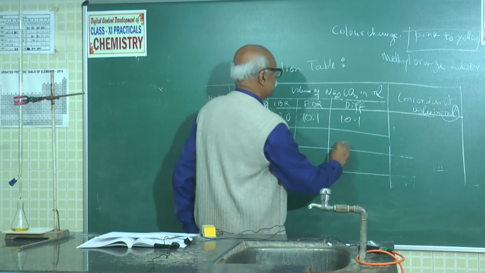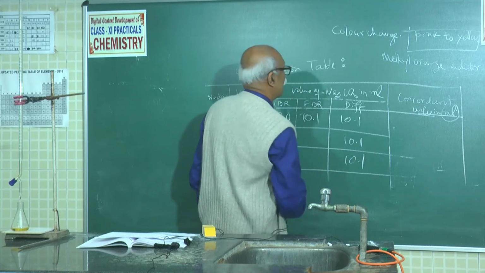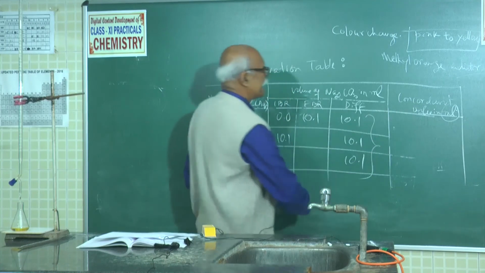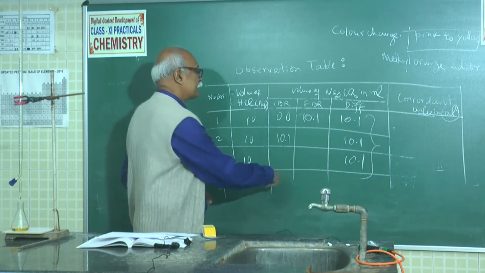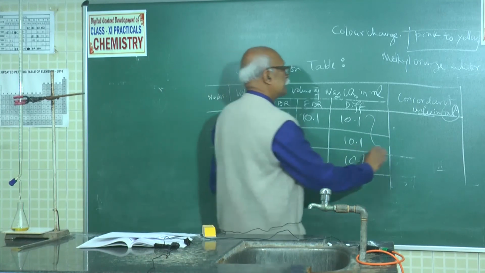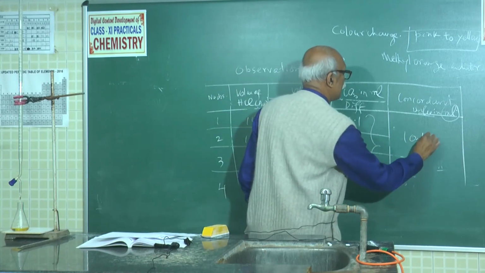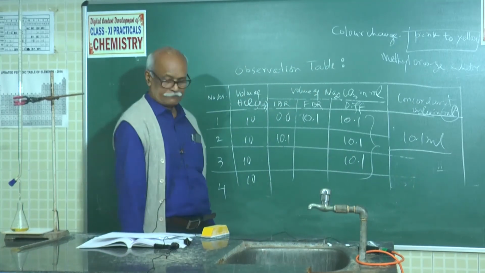So let's say we get 3 readings of 10.1. If you get 3 readings of 10.1, you need not go for the 4th reading. The 4th reading is not necessary. But 10.1, you take it as the concurrent value for calculation.